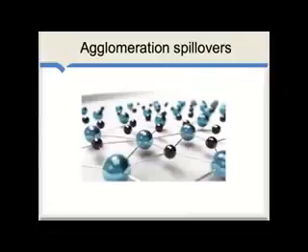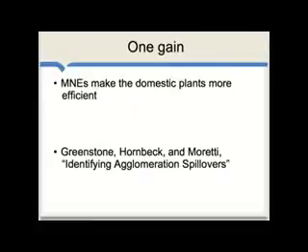But there also seem to be some second-order effects from what are called agglomeration spillovers. That is, having productive multinationals in your country makes it easier for you to create some kind of network where other firms and other workers are more productive as well.